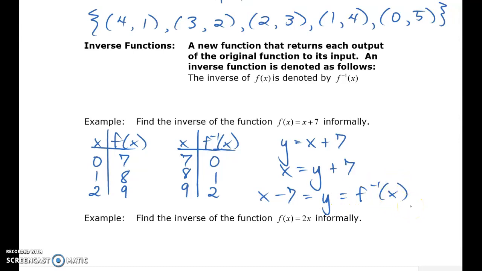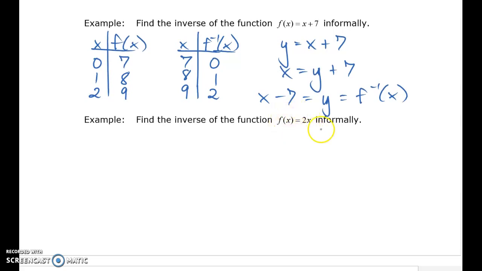Now, if it makes sense to plug in 7 into f inverse of x, 7 minus 7 better be 0, and it is. 8 minus 7 is 1, and 9 minus 7 is 2. So this is, in fact, the inverse formally. Let's continue.